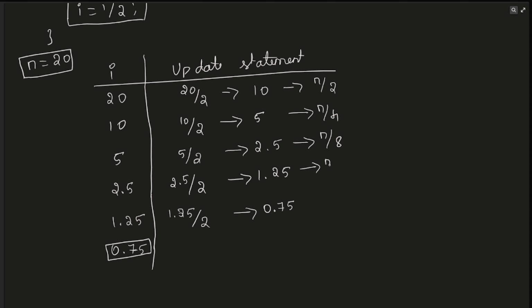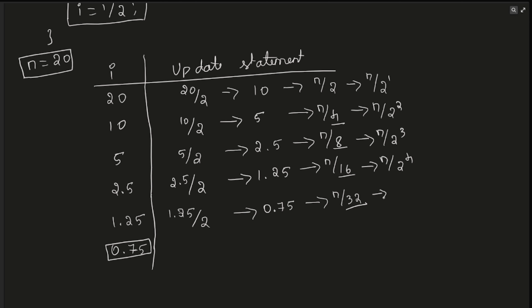Again, we can generalize these values to n by 2 to the power 1. Since all the values are multiples of 2, we can write these values with powers of 2: 2 squared, 2 cubed, 2 raised to 4, n by 2 raised to 5. Since we don't know the value of n, in this case our loop runs until n by 2 to the power something. We can consider this something as k, and k is unknown for now. We need to find k.